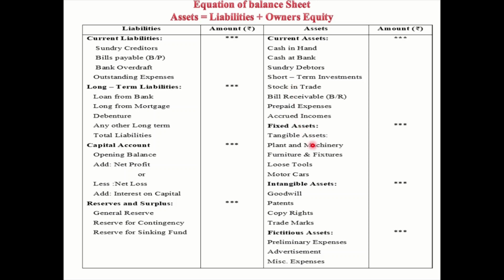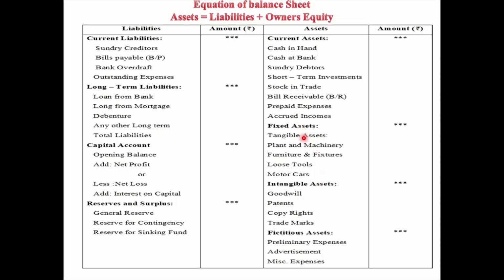Then fixed assets. Fixed assets are the assets having a specific value, or we can say which are not consumed during the normal course of business and trade but provide the means for producing sellable goods or producing services. That we call a fixed asset. Fixed assets are divided into tangible and intangible.